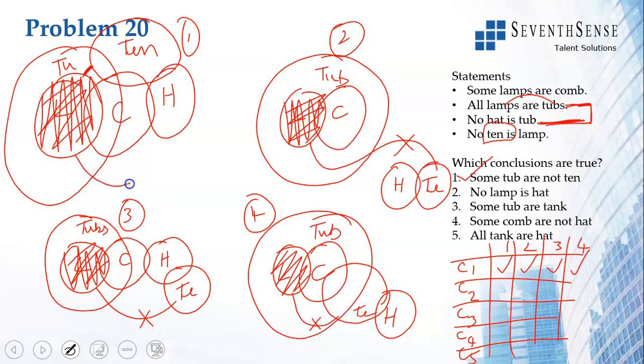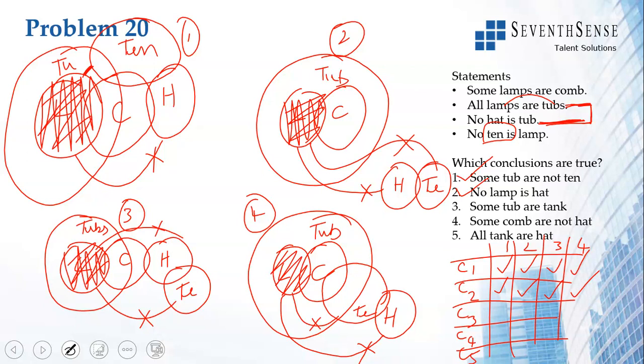So lamps and hats, there is no overlap. So it is true. No lamp is a hat. Lamp and hat, there is no overlap. So this is true in all the 4 diagrams. So this conclusion is also true.